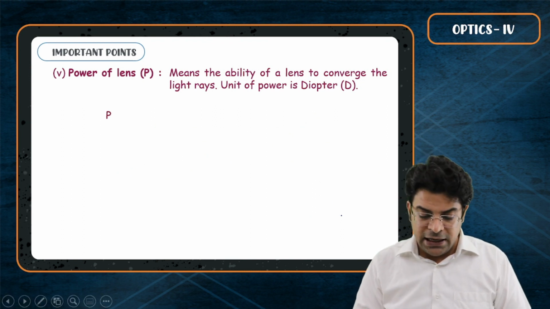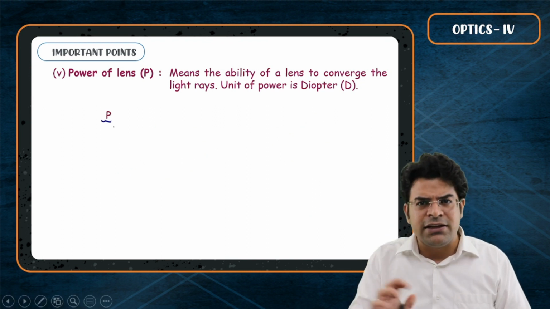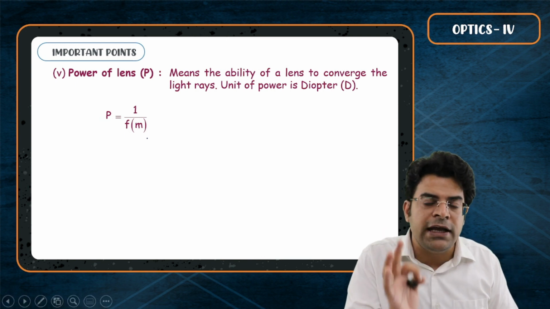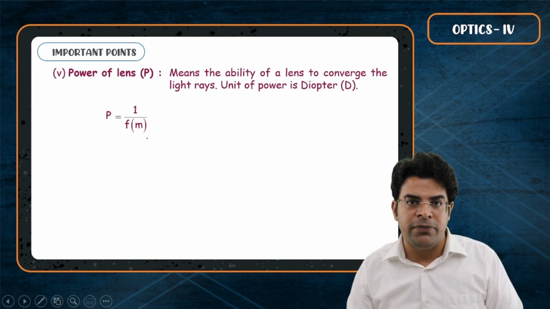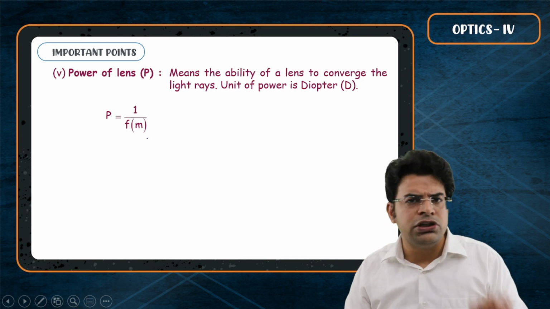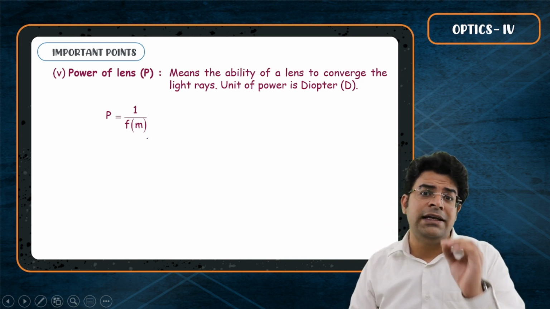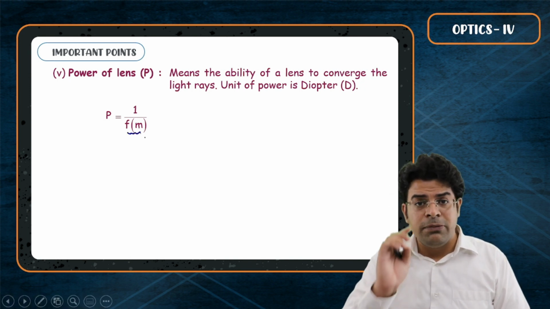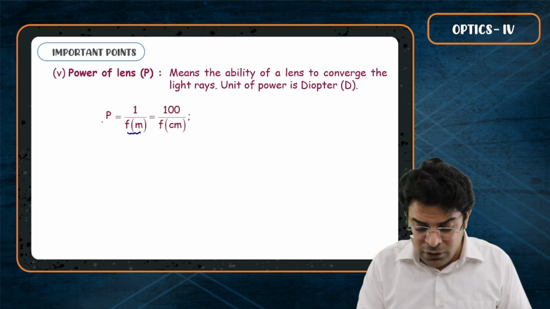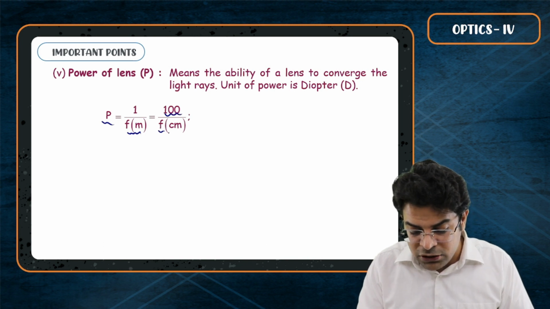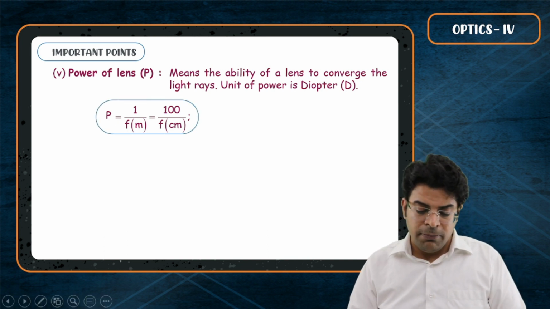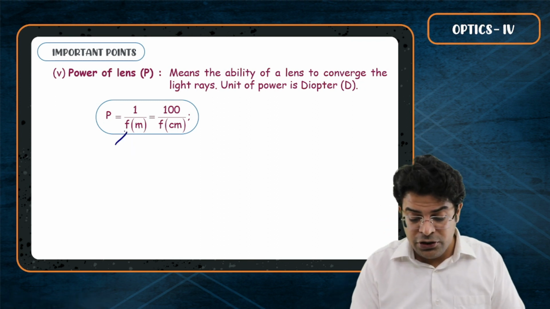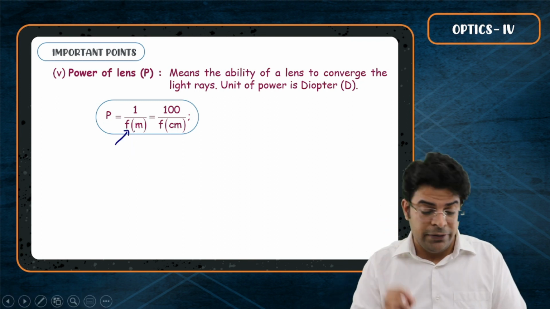So we say that the power of a lens is nothing but 1 upon the focal length of the lens, and the focal length should be substituted in meters. In the majority of questions you will get the focal length in centimeters. If you wish to substitute in centimeters, then multiply 100 in the numerator as well, and write power as 100 upon the focal length in centimeters. Personally, I believe you should stick with the SI unit and substitute the focal length in meters.